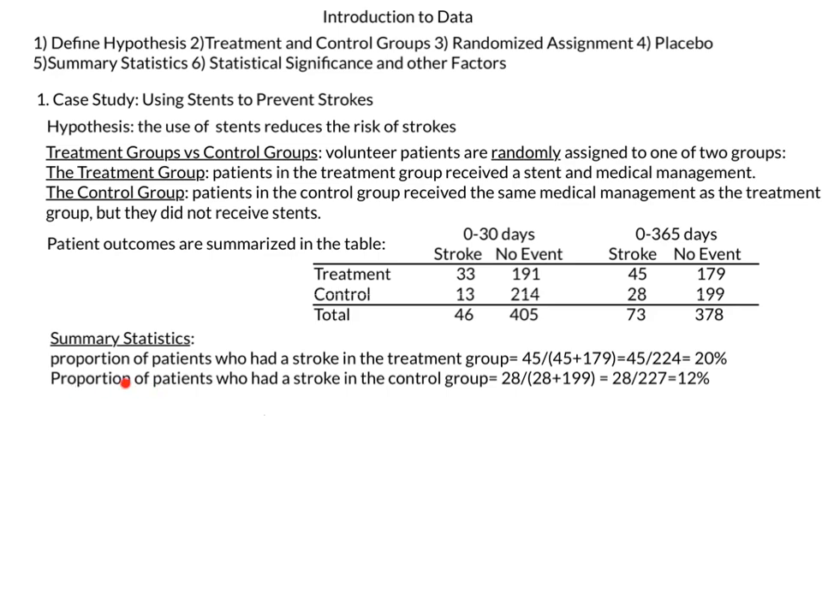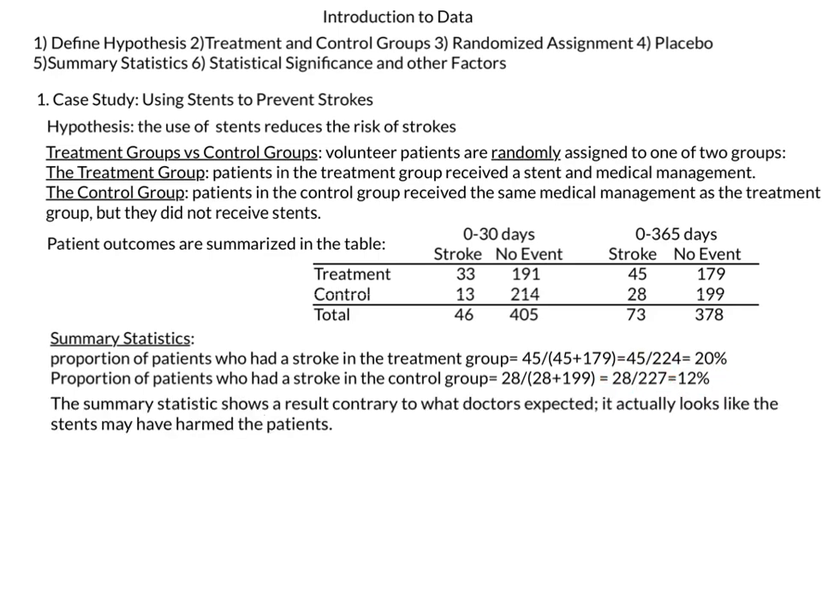Let's compare that to the summary statistic for patients who had a stroke in the control group. After a year, we've had 28 people in the control group with a stroke, and that's out of 28 plus 199 total people in the control group. So that's 28 over 227. So the percentage is 12%.